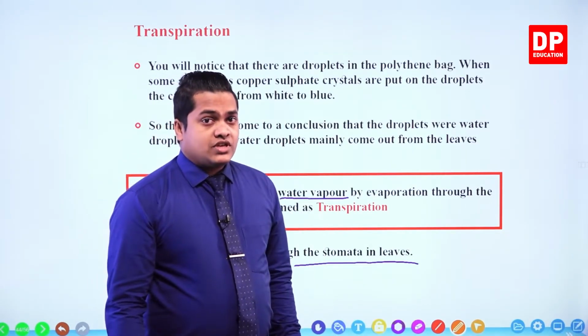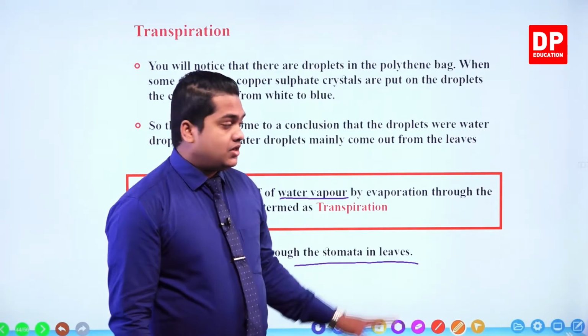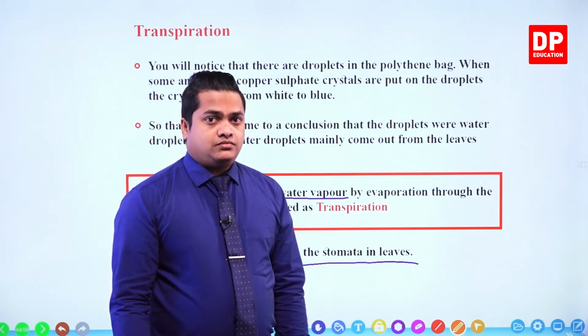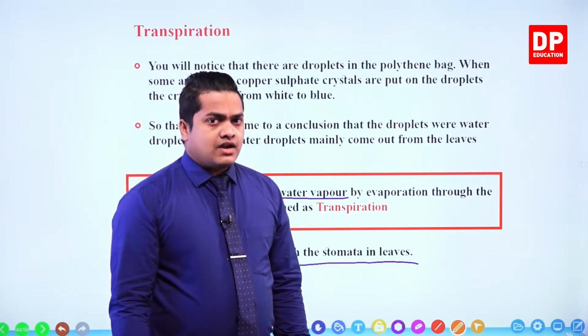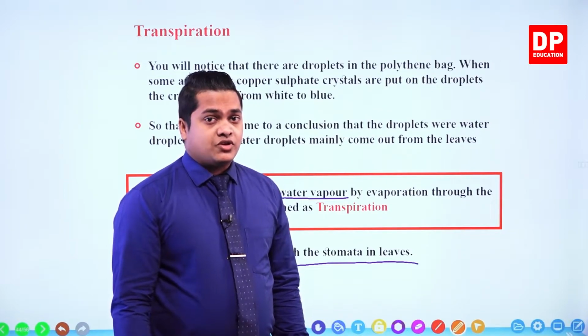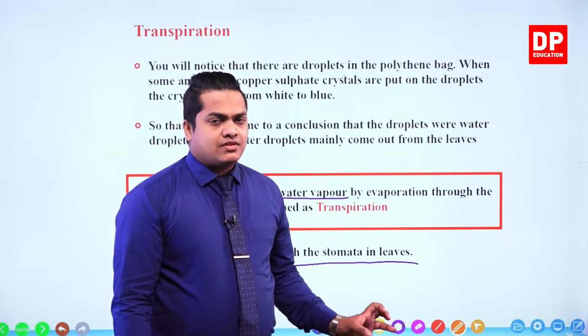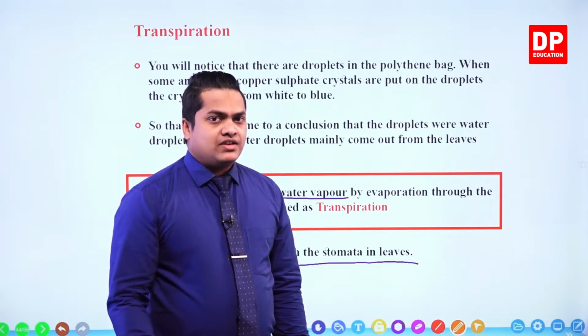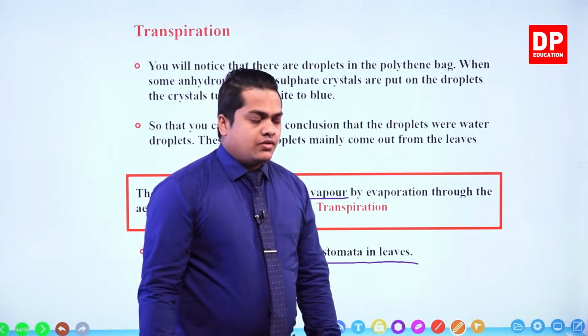So stomatal pores also release water in the form of vapor upon evaporation, right? So this process is referred to as transpiration. Transpiration is a special kind of biological process which occurs within a plant. Each and every plant shows this transpiration process. That's why we are studying this under the biological processes of plants, right.